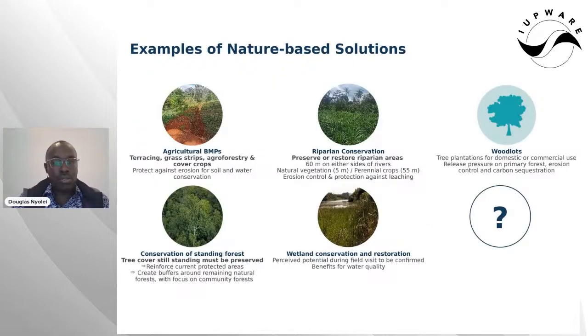For you to get a better understanding of what nature-based solutions are, these are examples. We can talk about agricultural best management practices, for example, cover crops, agroforestry systems, grass strips, terraces, and the list is long. That is on the agricultural side. We have riparian vegetation or riparian conservation close to rivers. We have woodlots, for example, enabling communities to get a source of firewood instead of putting pressure on forests. We can talk about conservation of standing forests, or even wetland conservation and restoration. The list is long as well, but these are just examples so that you can understand how nature is able to address different challenges as opposed to gray infrastructure.